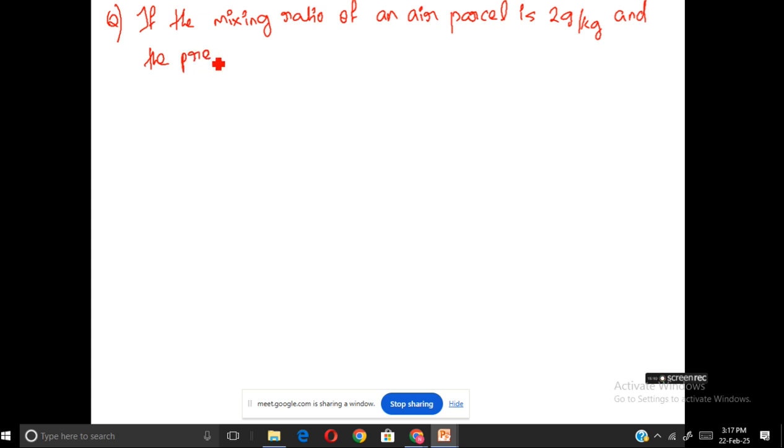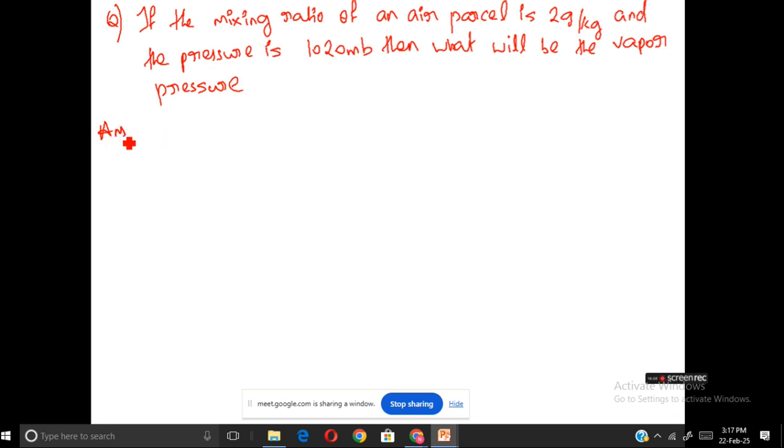if the mixing ratio of an air parcel is 2 gram per kilogram and the pressure is 1020 millibar, then what will be the vapor pressure? So the question is, if the mixing ratio of an air parcel is 2 gram per kilogram and the pressure is 1020 millibar, what is the vapor pressure?